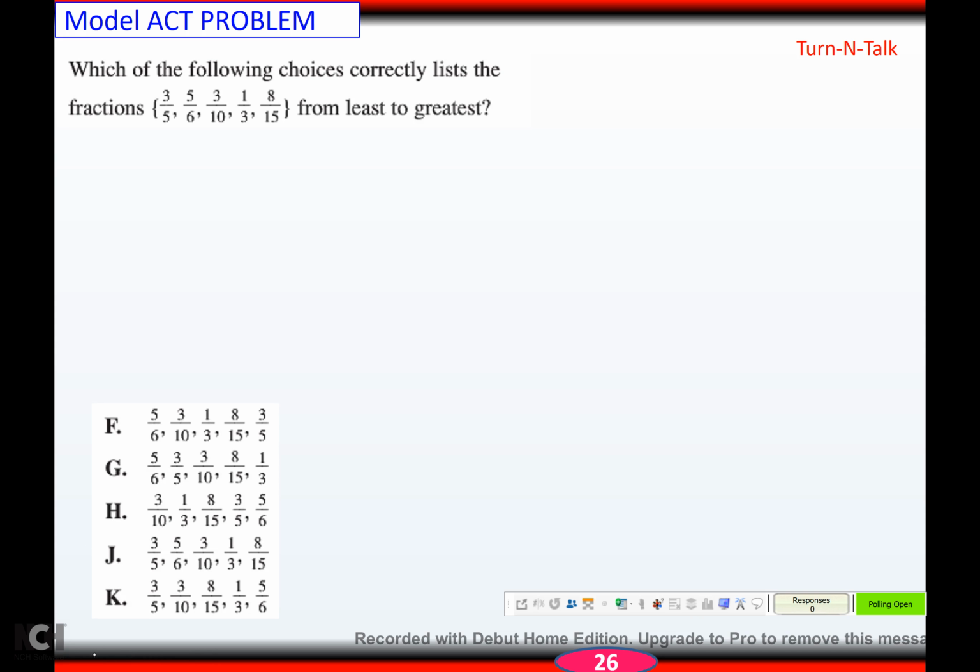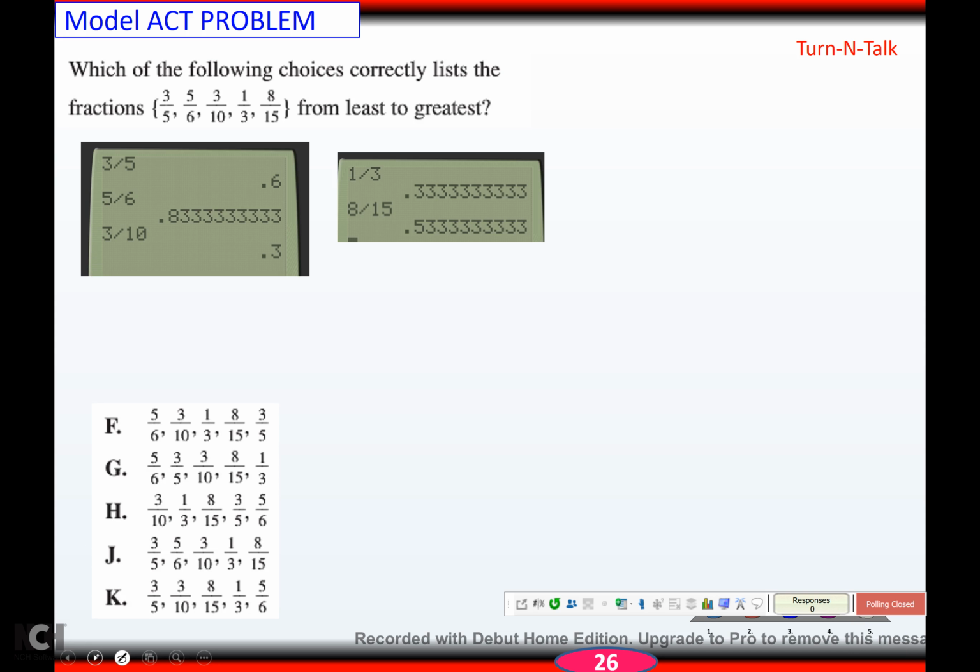Alright, try this one. Hit pause, come back when you're ready. If I turn them all into decimals, I got 0.6, 0.83, 0.3, 0.3, 5/3, 0.53 repeating. Alright, so my smallest would be 0.30, so that's 3/10. My next would be 0.33, which would be 1/3. Then 0.5 something would be 8/15, and then 0.6 would be 3/5. And that's my order.